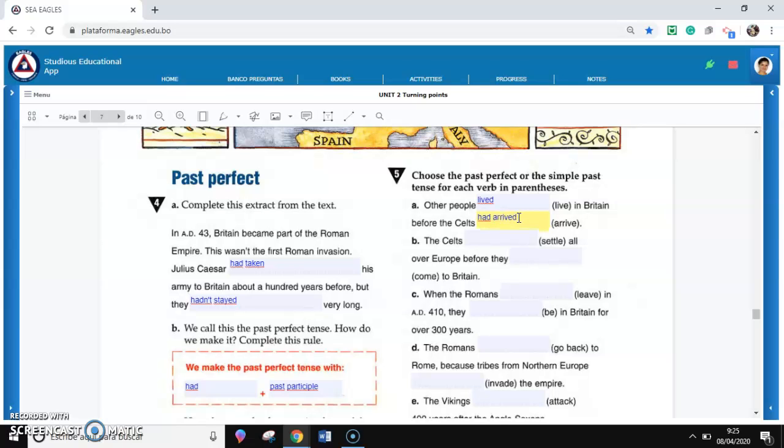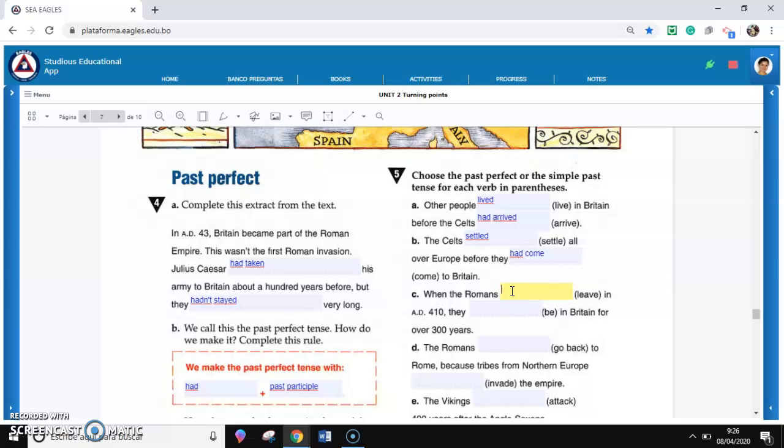There we go. Letter B. The Celts settled all over Europe before they came to Britain. So the same. We have the word before here, which means we need to use past simple here and past perfect here. So the Celts settled, in past simple. The Celts settled all over Europe before they had come to Britain.